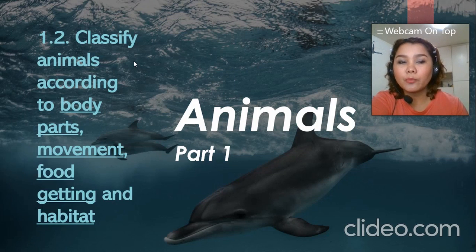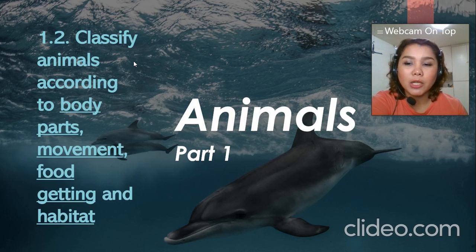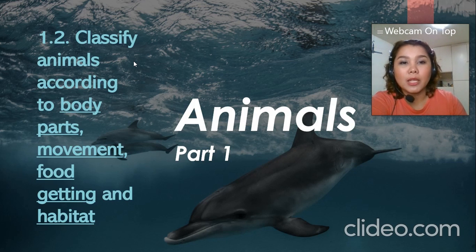Welcome to 1.2. This is about classifying animals according to body parts, movement, food getting, and habitat. But because 1.2 is much longer than 1.1, it will be split into two parts. For animals part 1, we are going to talk about body parts and movement first, and later, food getting and habitat. Okay, let's begin.